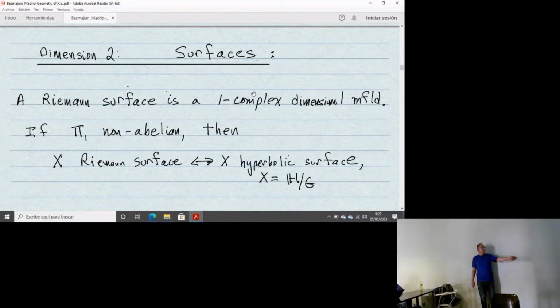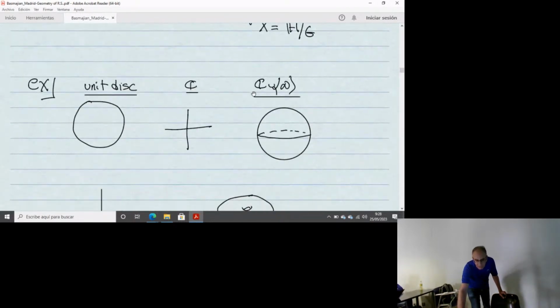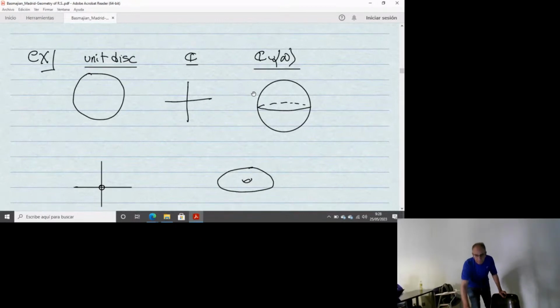So if we forget about hyperbolic for the moment and just talk about Riemann surfaces being one complex dimensional, just some background quickly. If the fundamental group of the Riemann surface is not abelian, then it has the property that there's a unique hyperbolic metric associated to the conformal structure of the surface. But now let me address the question of which ones are conformally homogeneous.